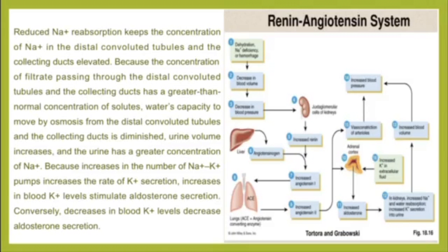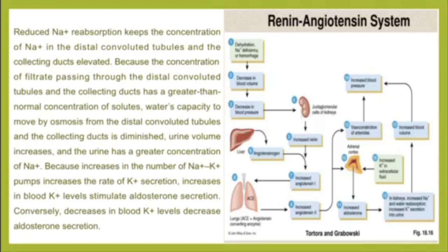Reduced sodium ion, or Na positive, reabsorption keeps the concentration of Na positive in the distal convoluted tubules and the collecting ducts elevated. Because the filtrate passing through the distal convoluted tubules and the collecting ducts has a greater than normal concentration of solutes, water's capacity to move by osmosis from the distal convoluted tubules and the collecting ducts is diminished, urine volume increases, and urine has a greater concentration of Na positive.